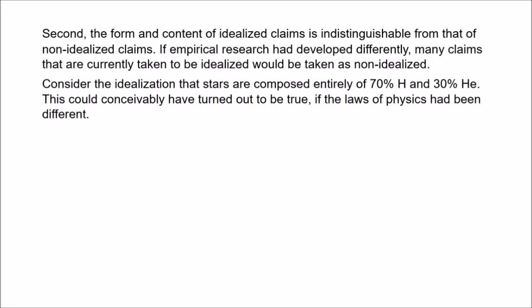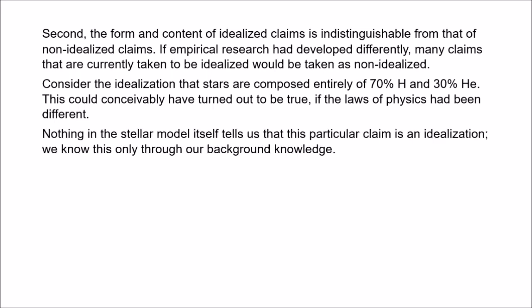Nothing in the stellar model itself tells us that this is an idealization. We know it's an idealization only as a result of our background knowledge. This is unlike the case of structural content, which can be identified a priori. So I think these two points both suggest that we're going to have some difficulty finding a way to divide theories into the claims to which the success to truth rule applies and the claims to which it does not apply, such that idealizations reliably fall into the latter camp.